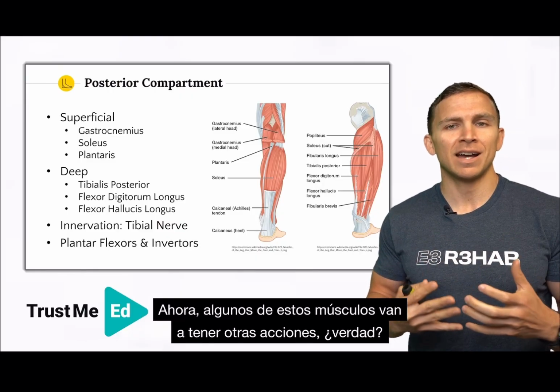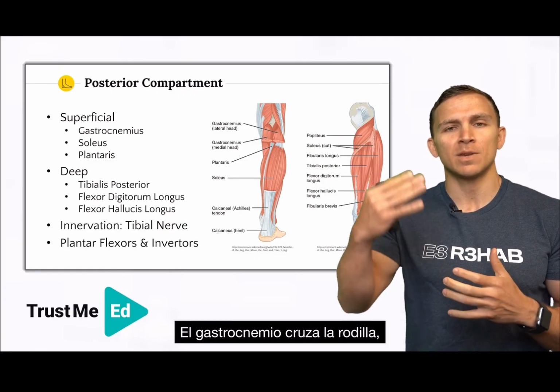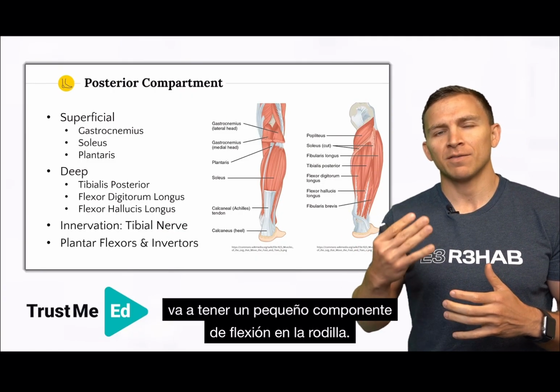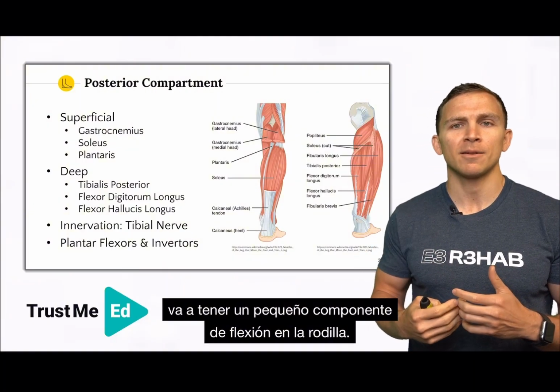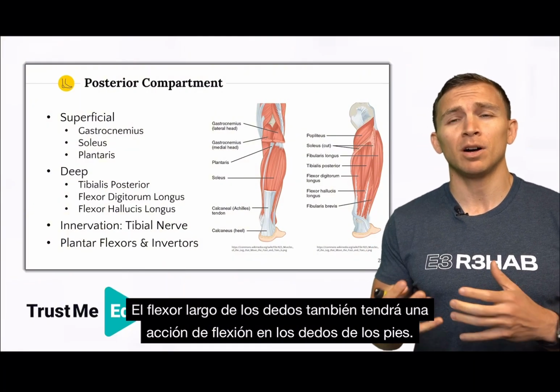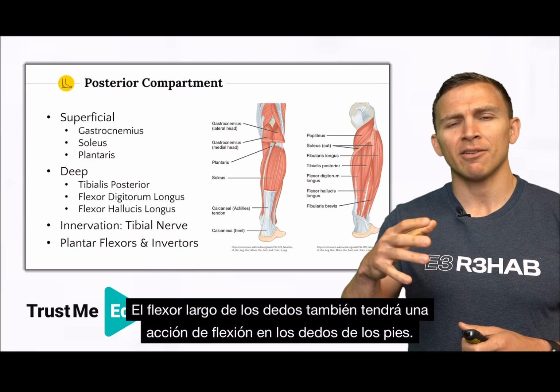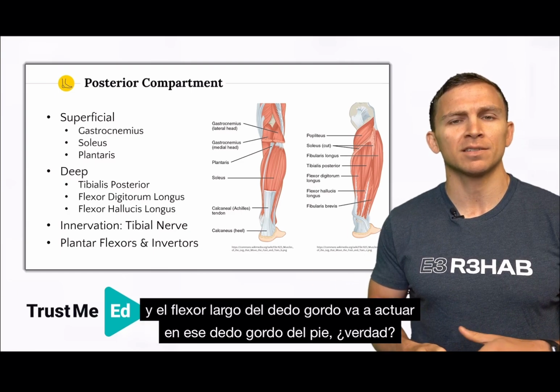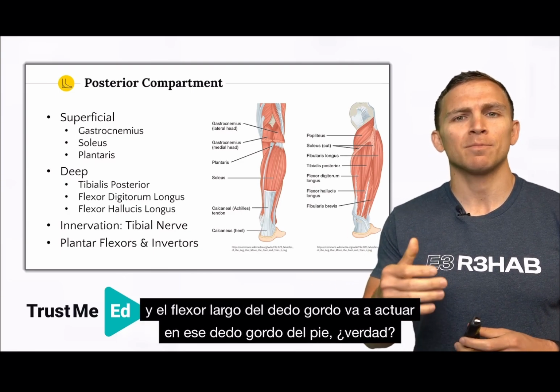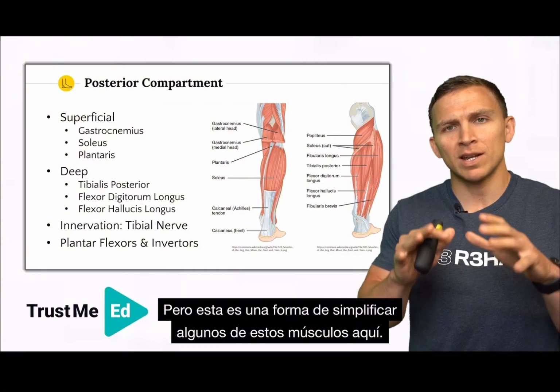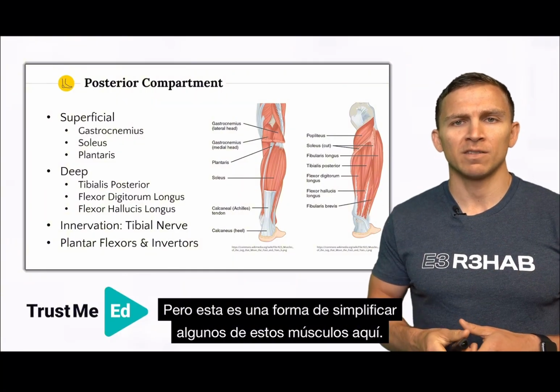Now, some of these muscles are going to have some other actions, right? The gastrocnemius crosses the knee. It's going to have a small flexion component at the knee. The flexor digitorum longus is also going to have a flexion action at the toes, and the flexor hallucis longus is going to act at that big toe, right? But this is a way to simplify some of these muscles here.